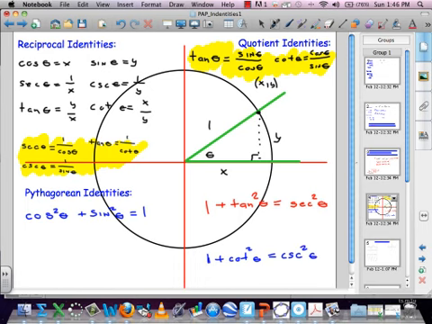Okay, those are the 3 Pythagorean identities. You'll see those a lot. And when you see things being squared, you're going to have bells and whistles go off in your head that you're probably going to end up using one of these 3 guys.